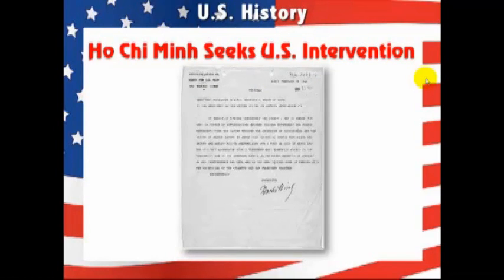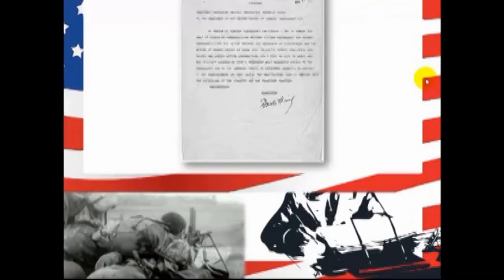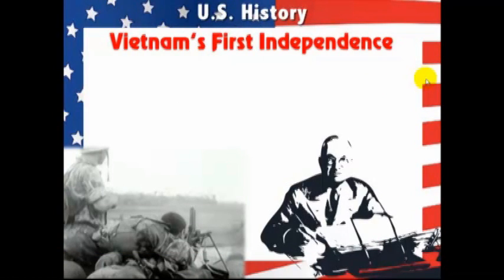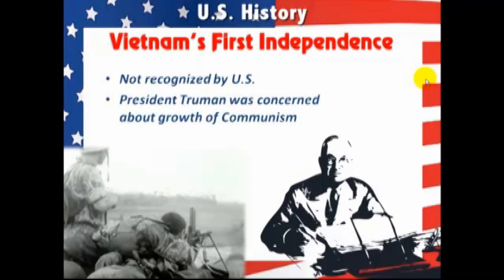And here we actually have a copy of a telegram sent by Ho Chi Minh to President Truman. In the letter, he asks for Truman's assistance in resisting the French recolonization of Indochina. And so, looking at Truman's response, Vietnam's first independence was not recognized by the United States. President Truman was concerned about the growth of communism, and so the U.S. backed the French return in 1946.